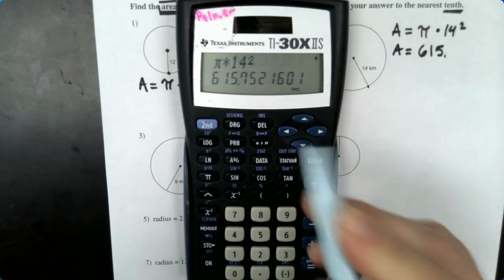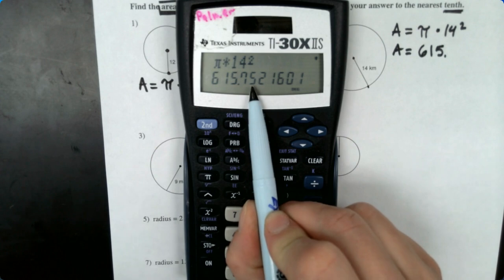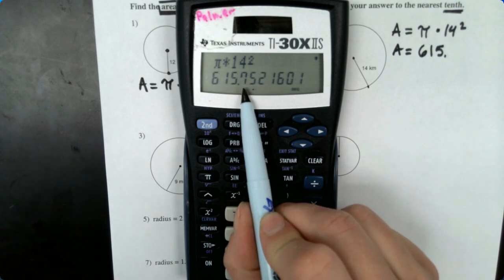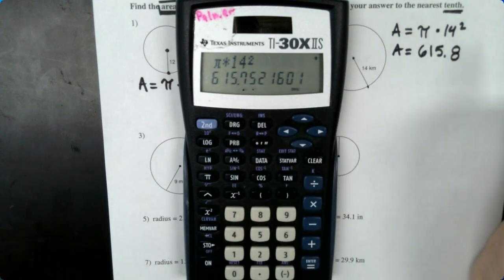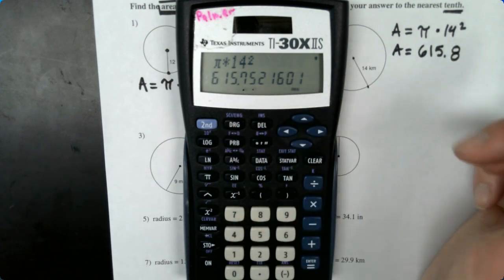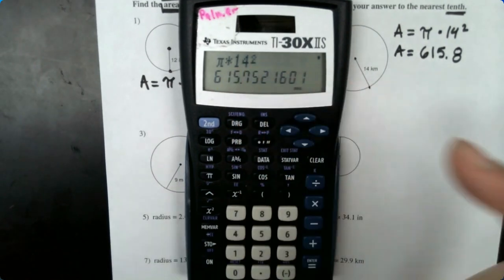615 point. Oh, and then we need to round to this decimal place. So we need to go to the second decimal place and decide. This is a 5. So we're going to round up or down? Up. Good. So then this one will be an 8. We're going to round this one up to an 8. Does the rounding make sense? Are we used to that? Okay, let me know and I can walk you through that.